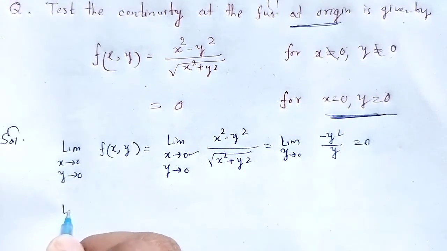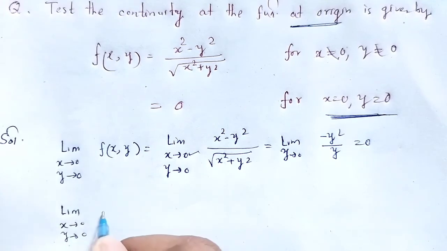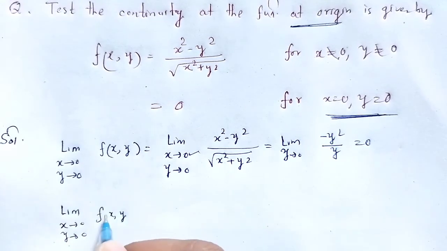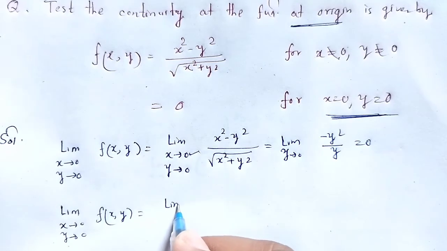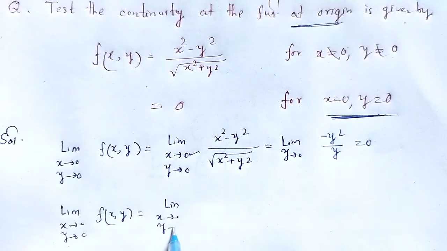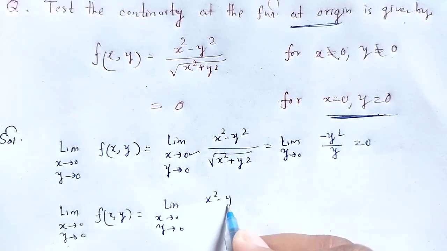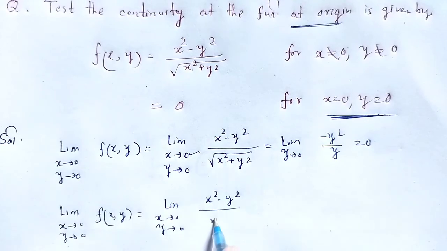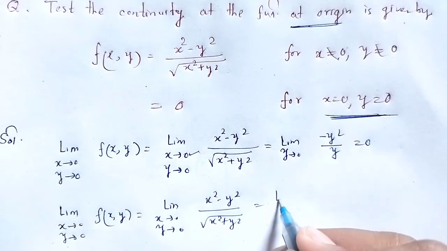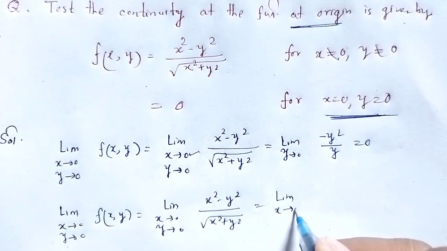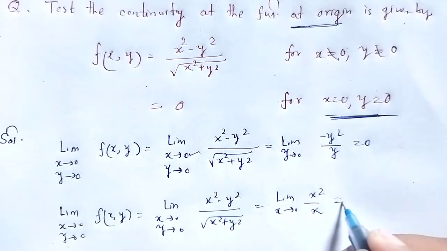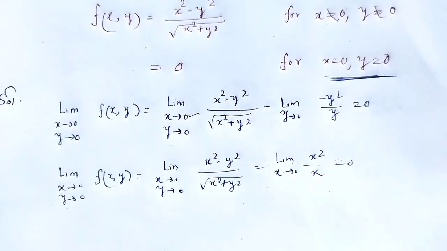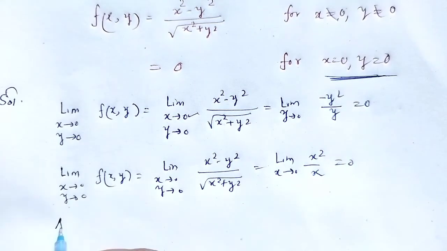Again, evaluating at y tends to 0: limit x tends to 0, y tends to 0, f of xy is equal to limit of the given function x square minus y square divided by the square root of x square plus y square, which is equal to limit x tends to 0, x square by x, which is equal to 0. Again, along the line.